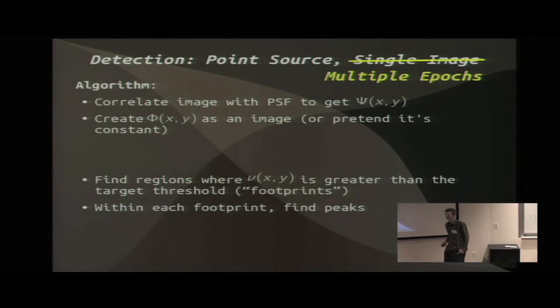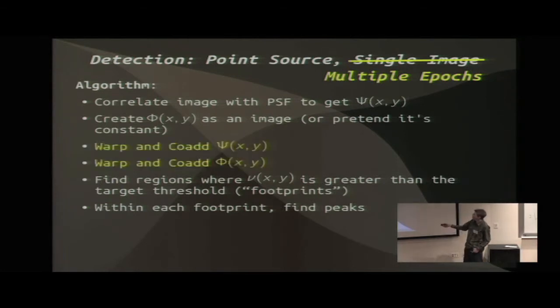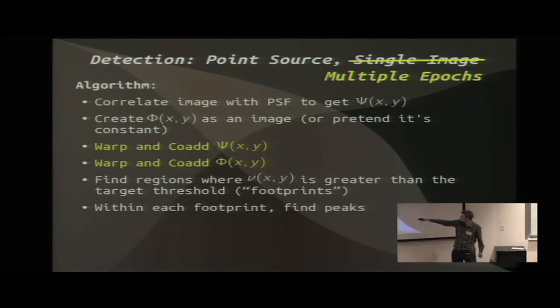Okay, right. I think it's actually you want to warp. You want to create a coadd of this and create a coadd of this, and then, at least when I worked it out, this is what I did. I haven't worked out your way to figure out whether they're equivalent or not. They might be, or under certain conditions. But anyhow, yes, you don't co-add the pixels. You co-add this thing that you've correlated the pixels by the PSF, and then you co-add this thing that depends on the PSF, and then you form this.